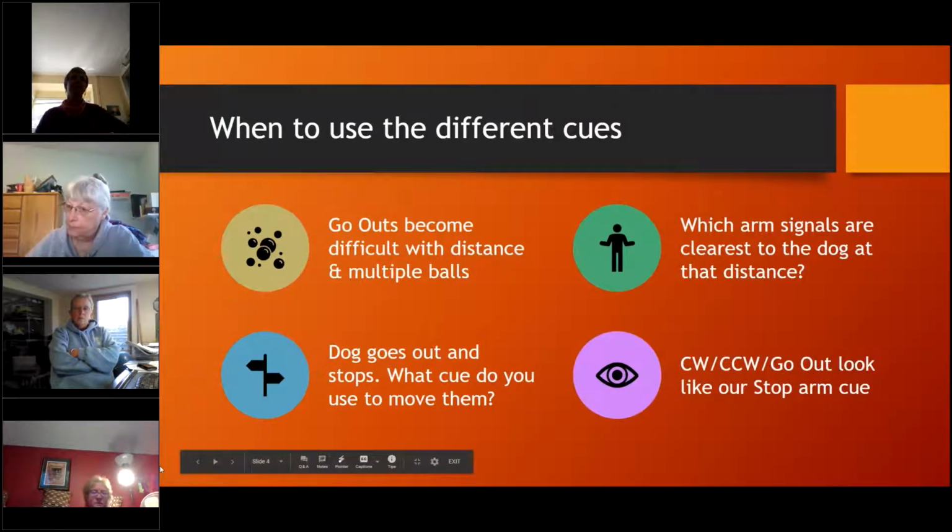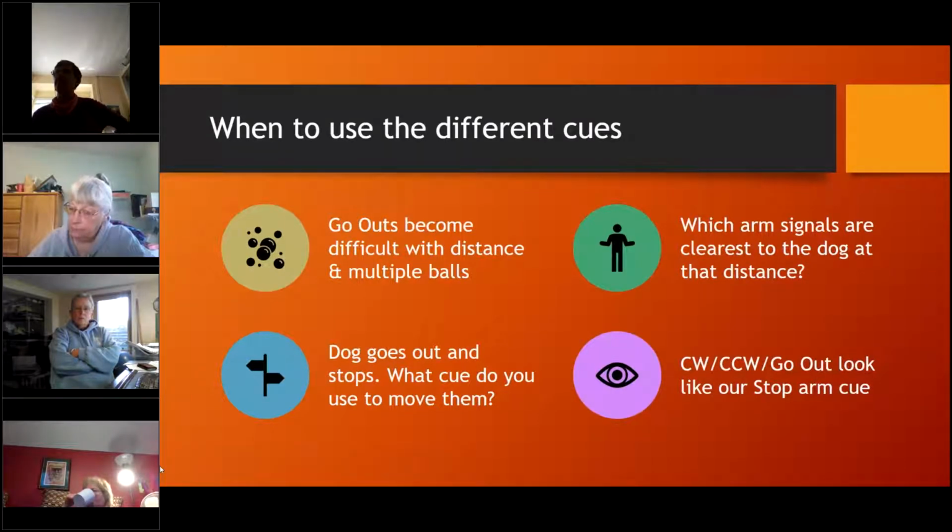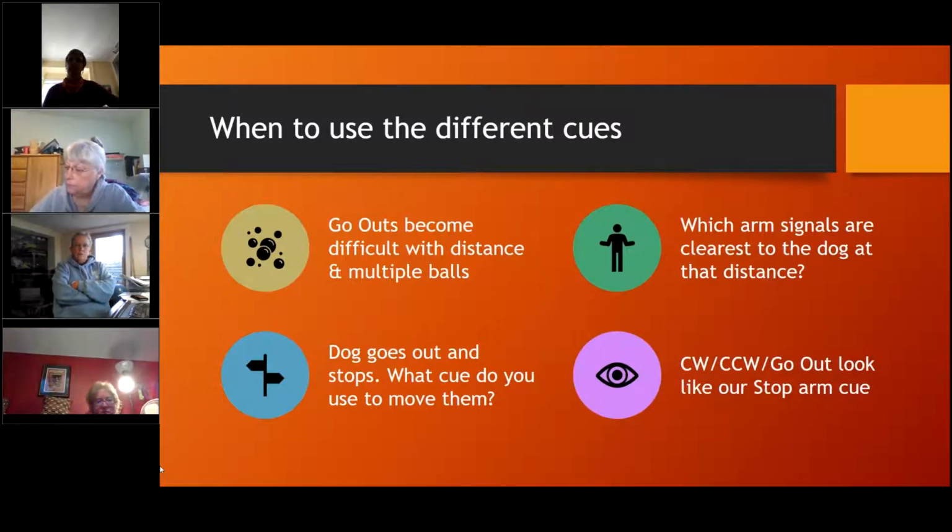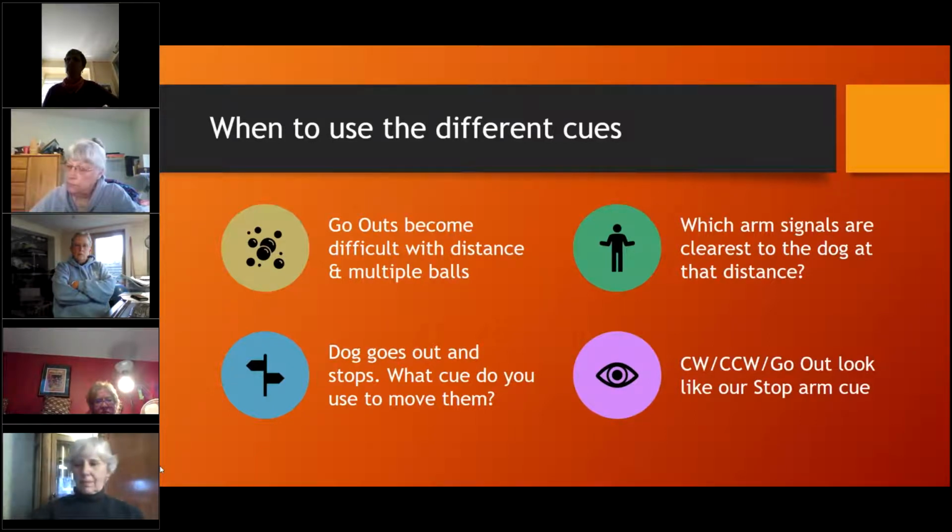Okay, we talked through some particular situations, and one of them is, a lot of folks use a go out, meaning go straight out the direction I point you. And there's a scatter of balls out there, and it's one that tends to work pretty well when we're up close. But it starts to become more difficult with distance and when there's multiple balls on the field. And this is one where we're hoping that we can play a video.